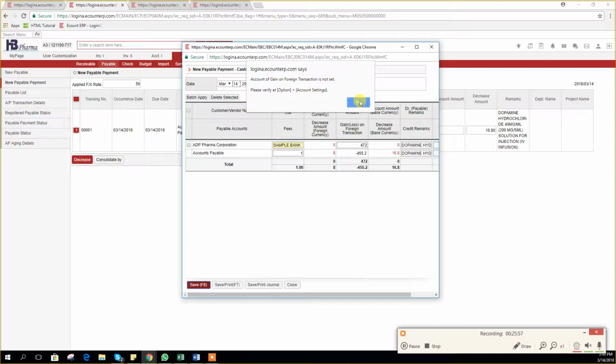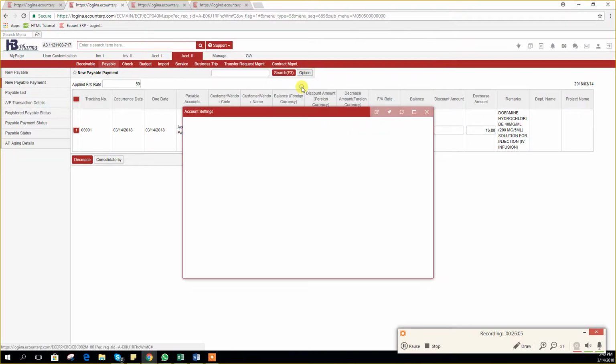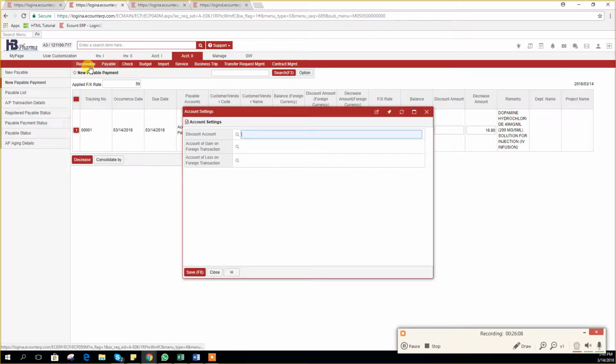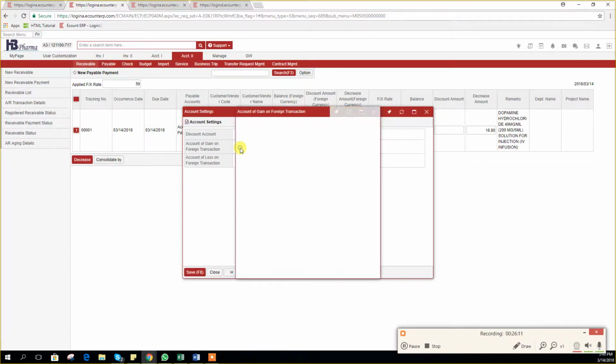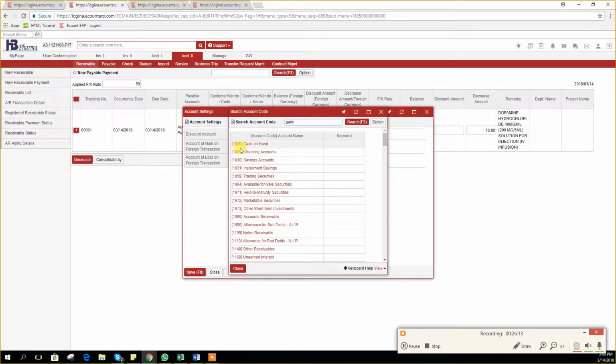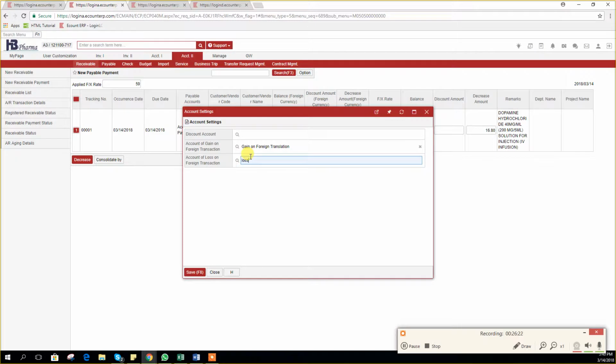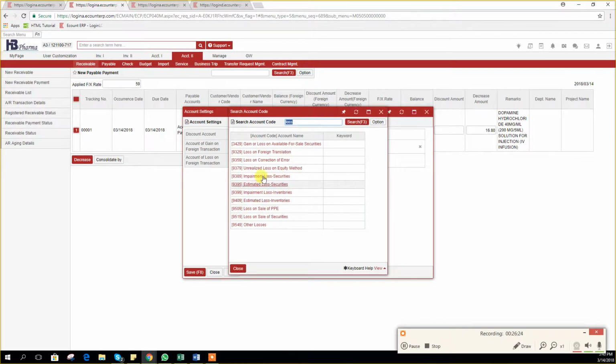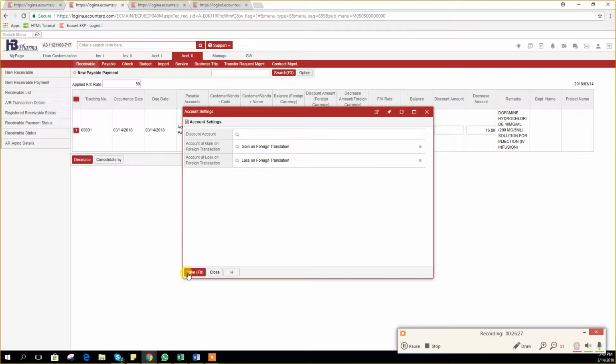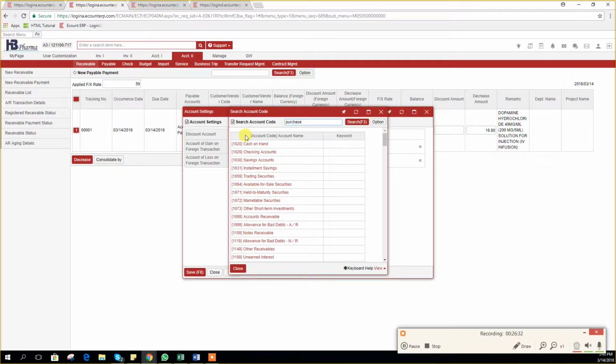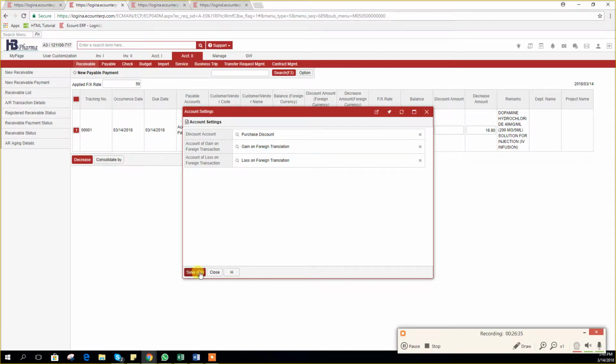Why cannot? Account setting is not set. Yes, the account for the payables is not set. Just now was receivables, now is payables. So you need to set up in both. So now, loss in foreign exchange. This must be purchase discount. Alright.